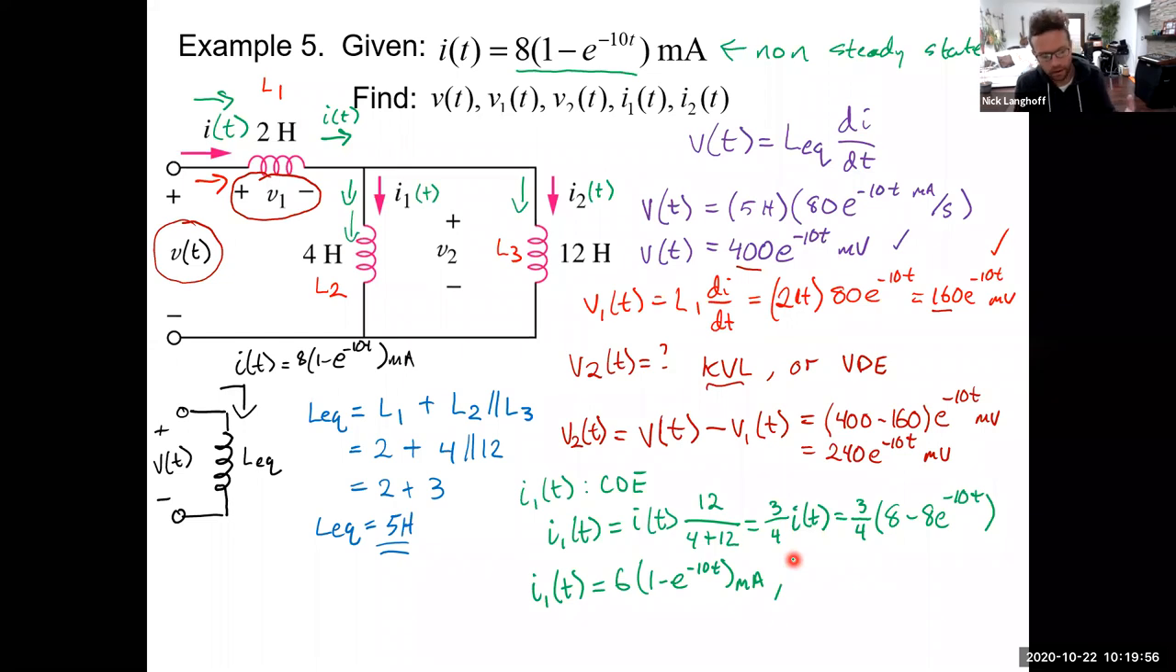But once we know I1 and we know I, the current coming in here, then by the junction rule, by KCL, if you have 8 milliamps, you know, at this exponential decay coming in, and 6 of them flow down through the 4 Henry inductor, then the other 2 of them have to flow down through the 12 Henry inductor, right? So I2 of t, just by inspection, is 2 times 1 minus e to the minus 10 t, and that's in milliamps.